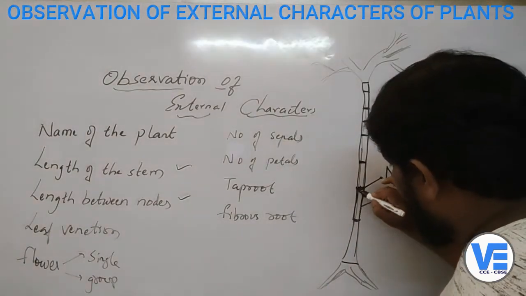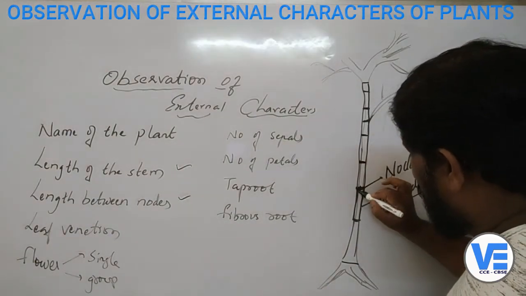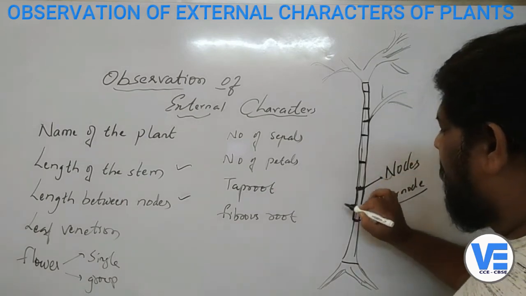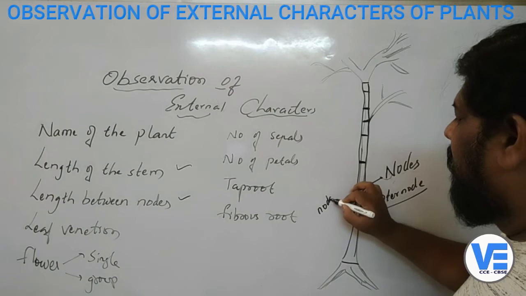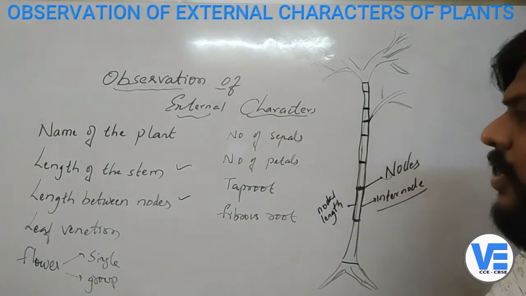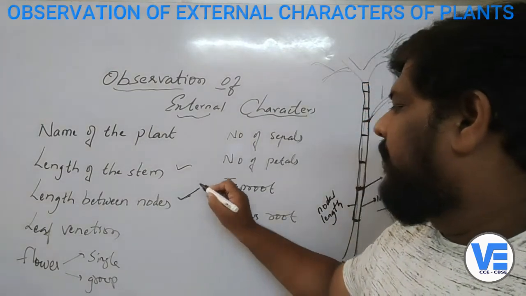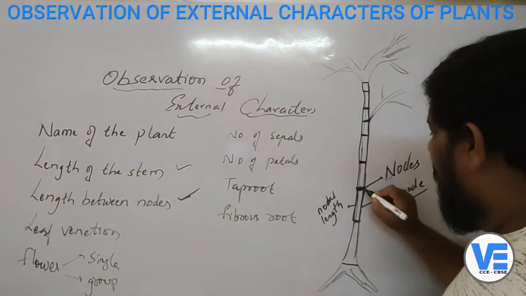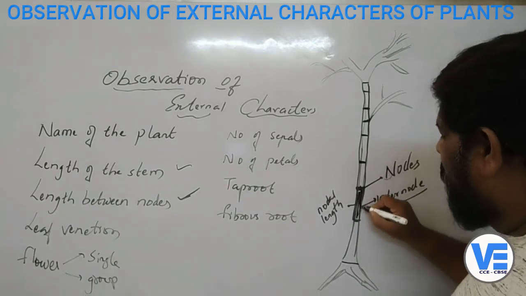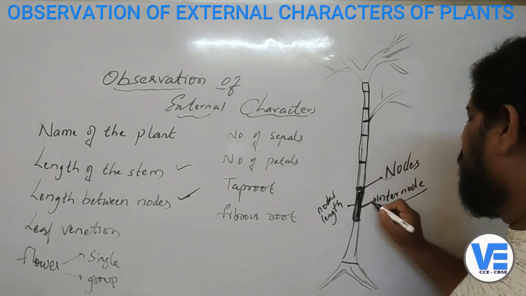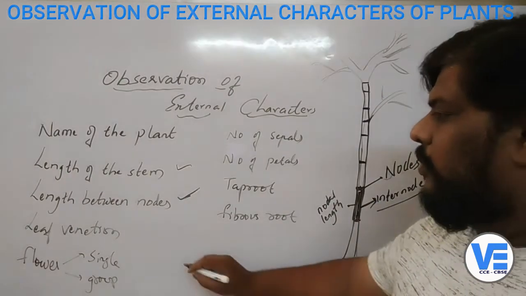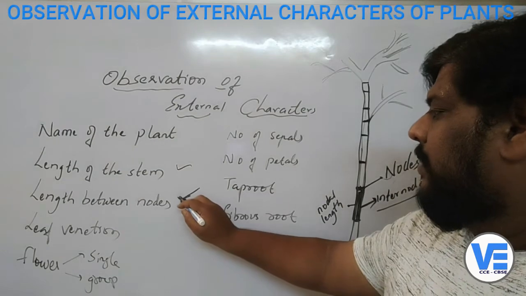Now see the size, the length from one node to the other node. This is called the nodal length. So what is the length between the nodes? That means you have to measure the distance from one node to the other node. Whatever the distance is, you can write it down. That is what you can do with the length between the nodes.